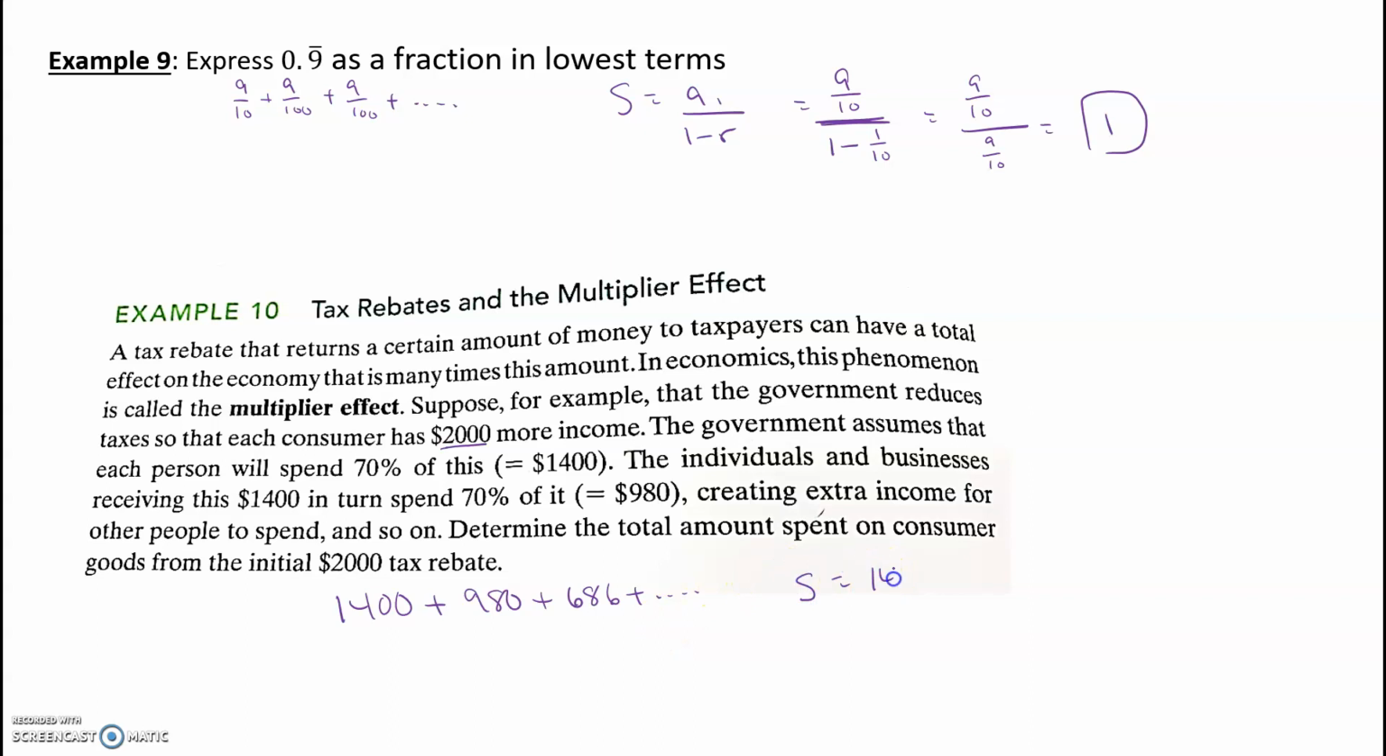So we're going to use the same formula. A sub 1 is 1,400. And then 1 minus your rate, which again, our rate is 0.7. That's what we multiplied by, 0.7, 0.7. And when you type it in a calculator, you should get 4,667. So determine the total amount spent on consumer goods from the initial 2,000. They gave you a $2,000 rebate, and they are expecting that you're going to spend $4,667. All right. That's it for today, guys. Get the homework done.